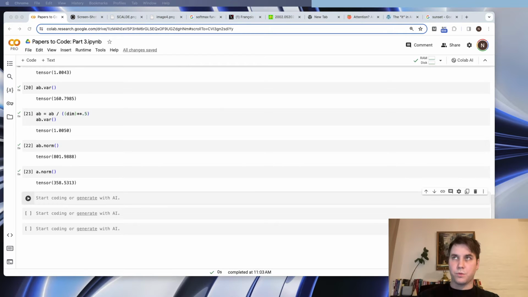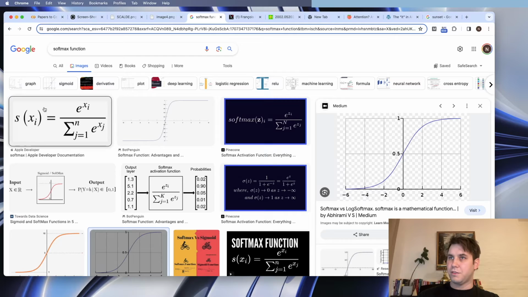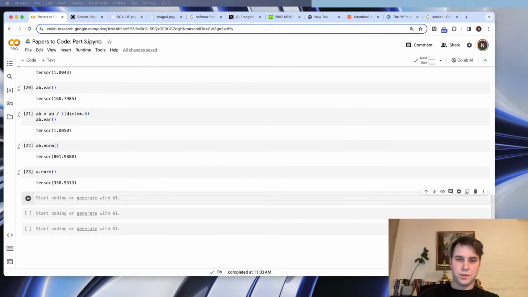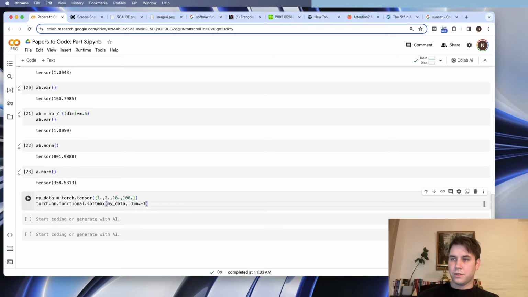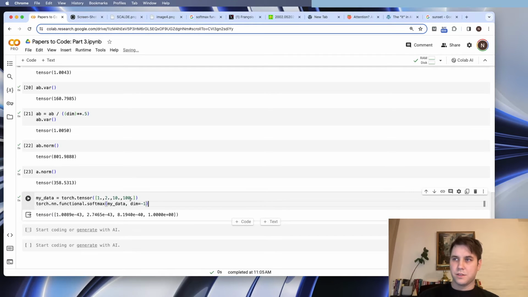Let's remember what we do in softmax. We have the equation here. And let's take a look at a couple examples. So I'm just going to create a fake set of 4 data points here. This ranges from 1 to 100, so this is a very, very large variance. And when we run softmax, we get the last value basically having 1, and everything else is squashed down to 0. So this is a bad example.